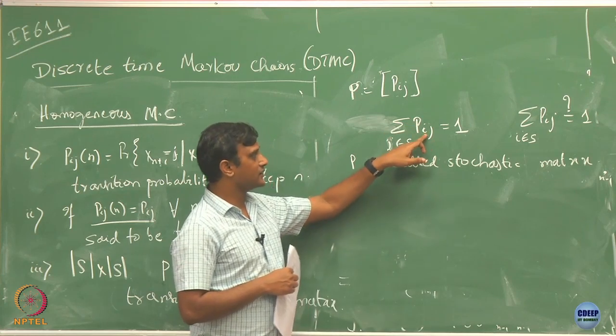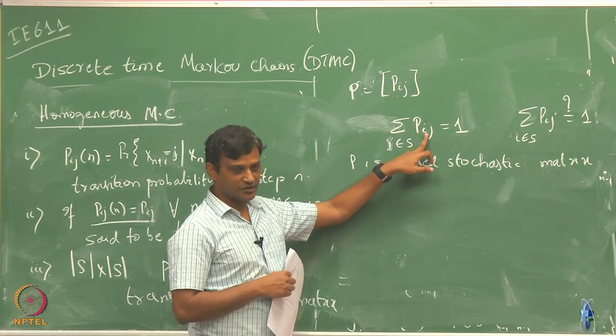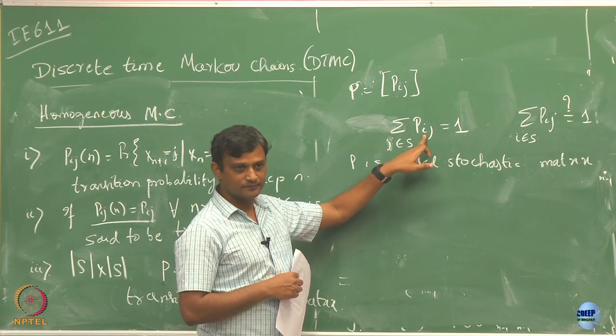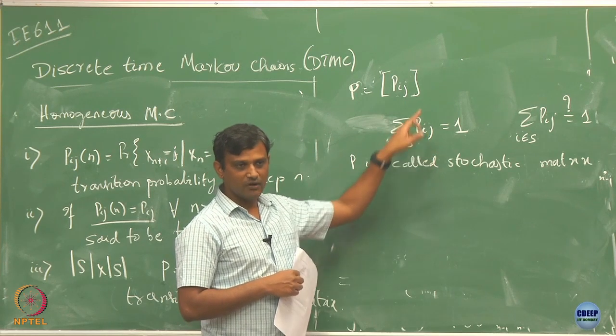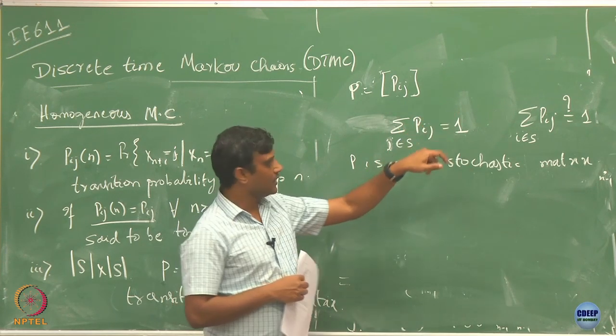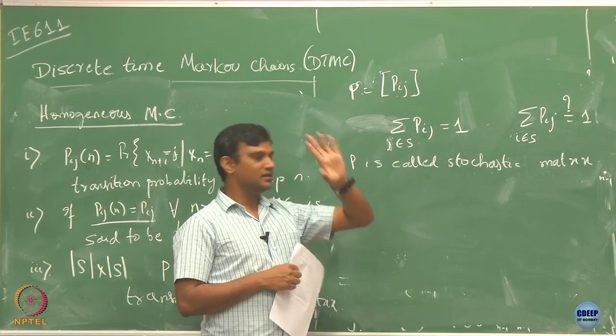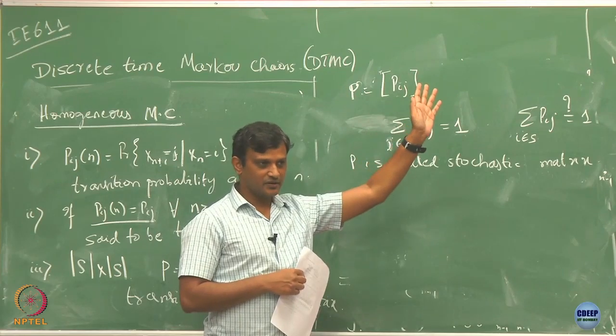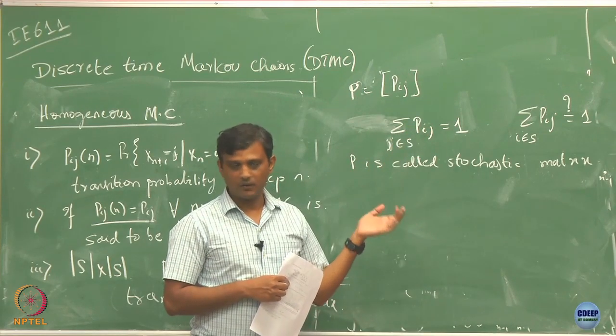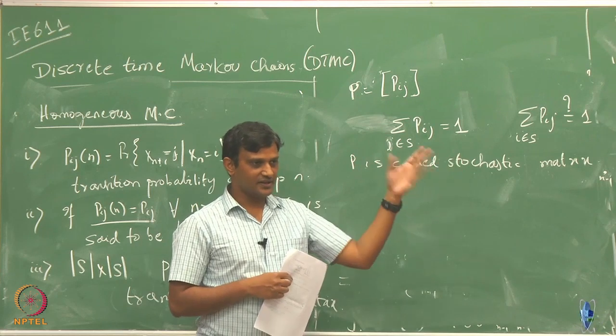So what is this? I am asking basically the question: I am in state i and now I am going to state j, and I consider all possible j's from S. I am jumping to any other state. What is the probability of that? Once, right? If you are jumping to any other state, it is going to be 1.